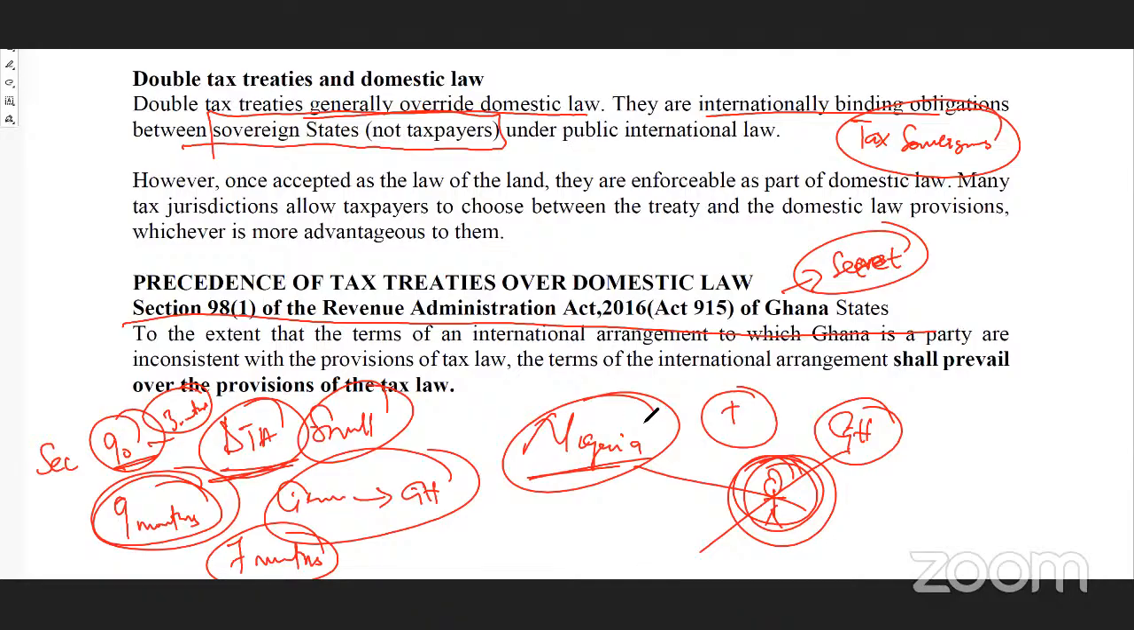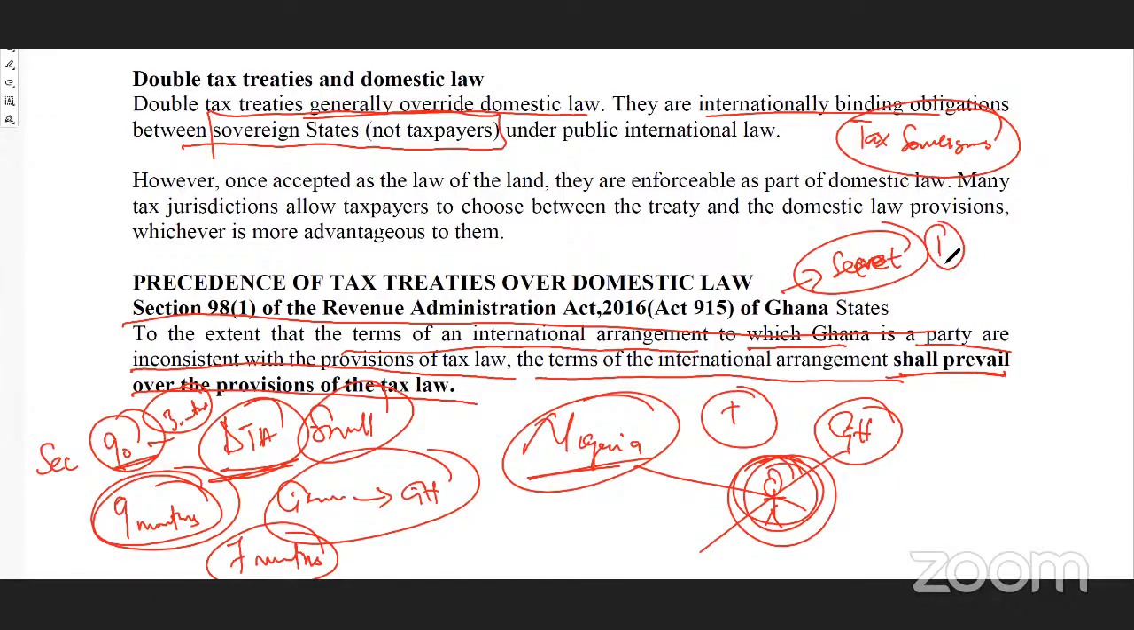So section 98 of the Revenue Administration Act is what we mostly make reference to, okay? It states that to the extent that the terms of an international arrangement, which is a DTA, to which Ghana is a party, are inconsistent with the provisions of the tax law, the terms of the international arrangement shall prevail over the provisions of the tax law. So where there's a conflict between the provisions in the DTA and our Ghanaian tax law, the DTA would take precedence.